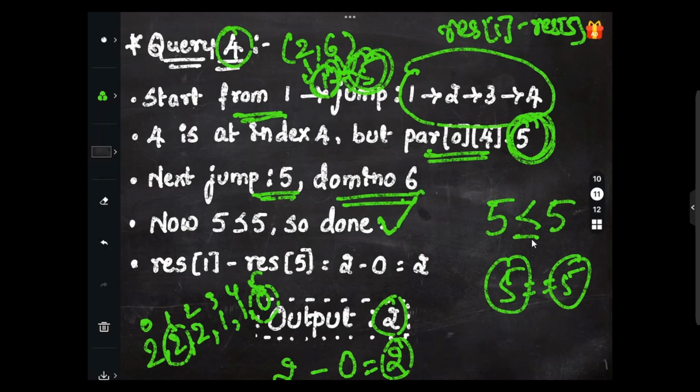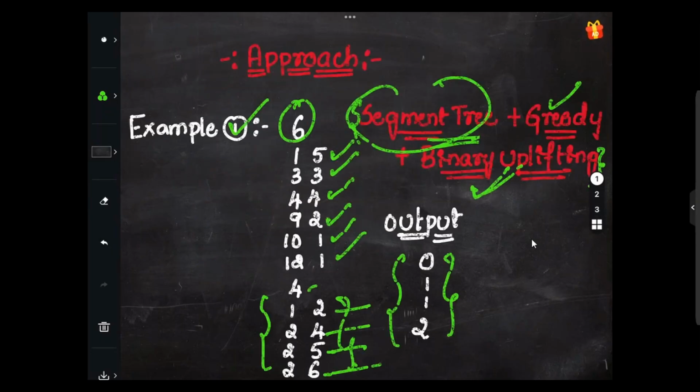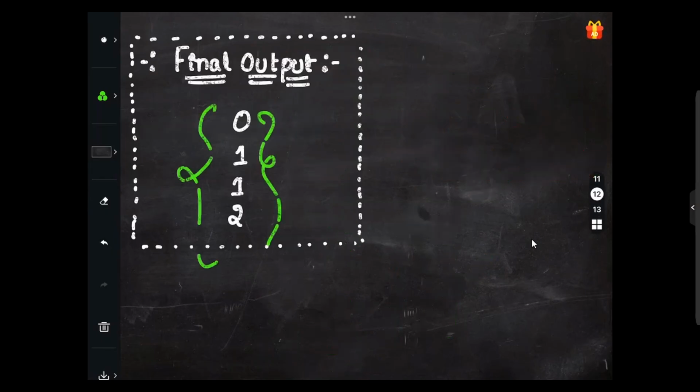So for the first query we got answer 0, for the second query we got answer 1, for the third query we got answer 1 again, and for the fourth query we got answer 2. So the overall answer we got here is 0 1 1 2, which is equivalent to the output that they have given for example 1 within the question. So our approach works absolutely correct in this case, right?